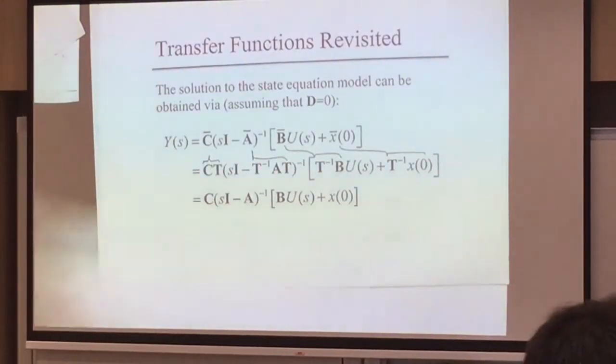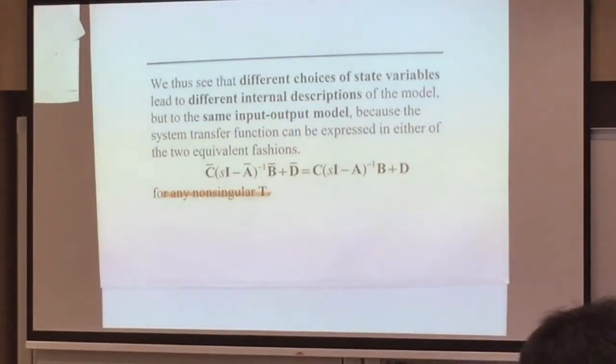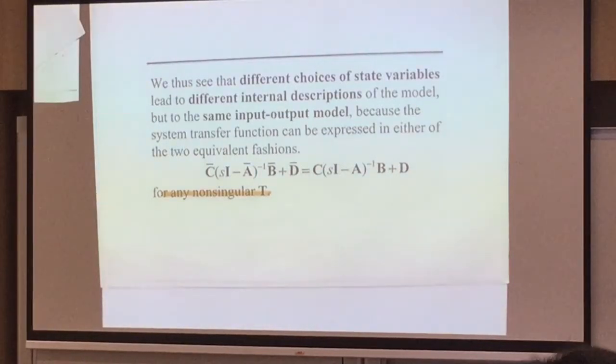So we see that different choices of state variables can have different internal descriptions of states, but the transfer function is always the same. But the criterion, at the end of the day, is that the similarity transformation relating x to x bar must be non-singular. So what is the meaning of non-singular?